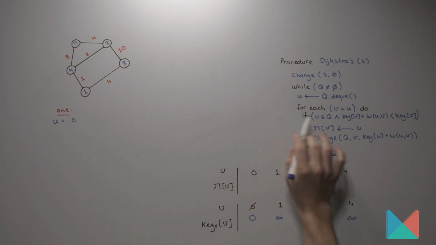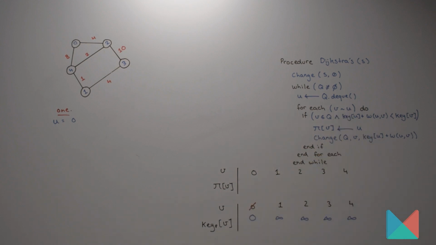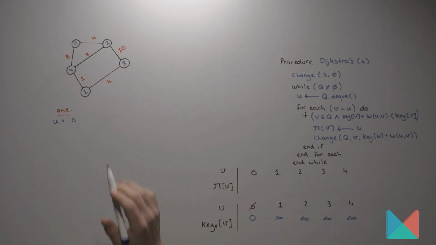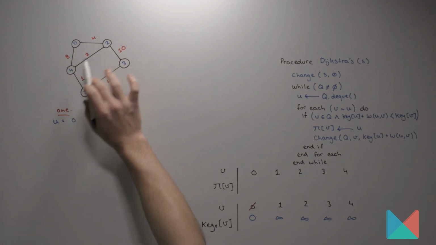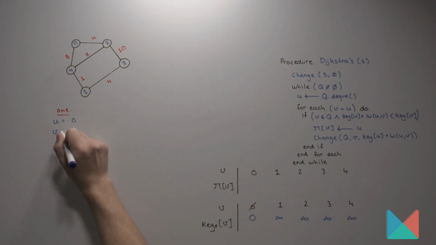Now we fall into this for each loop where we check every adjacent vertex of u, or in other words, we want to check every neighbor of u, which is our vertex 0. So the neighbors of our vertex 0 are 2 and 4 in this case. So we can just write that in here.